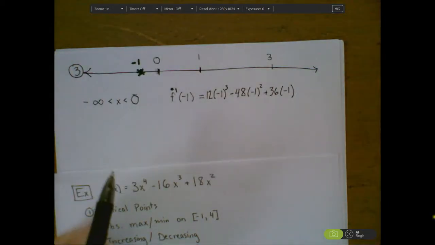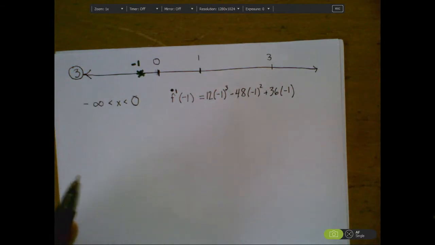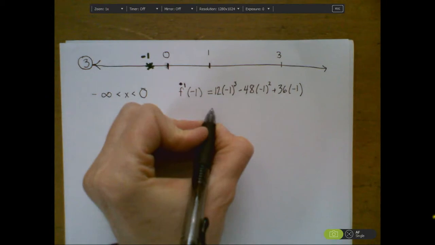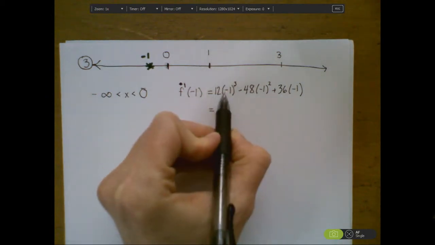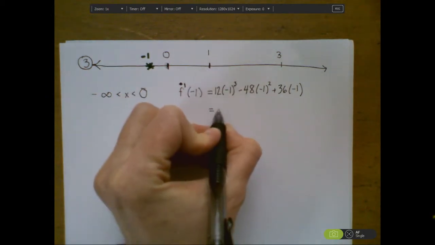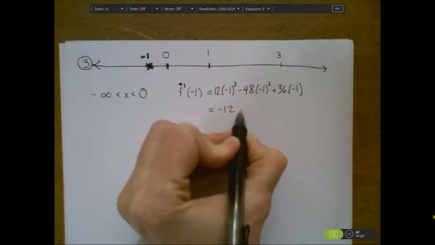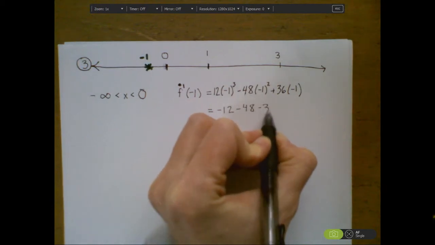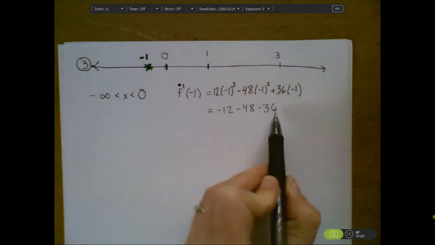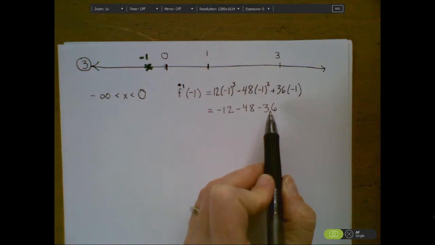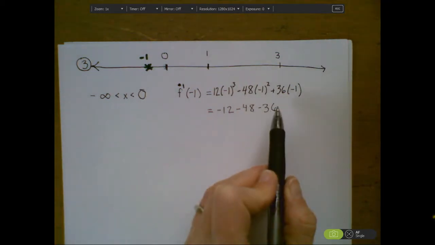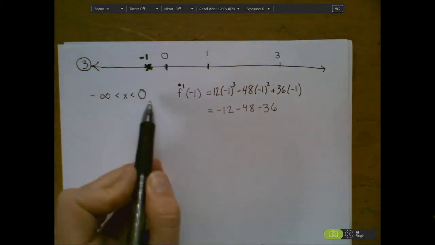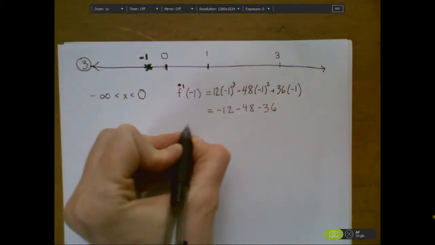Why are we plugging this into the derivative function? Because we want to know whether the derivative is positive or negative. Let's compute this. -1 to the third is negative, so I get -12 minus 48 minus 36. And really, I don't have to do all of this computation. I can see that a negative minus a negative minus a negative is going to give me something negative. That tells me that on this interval, my derivative is negative.